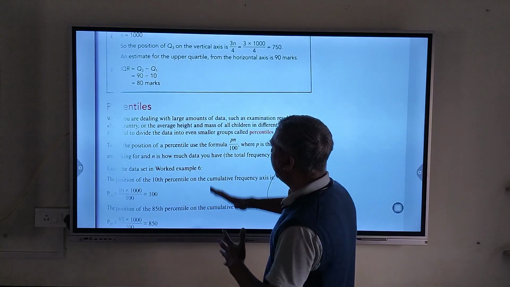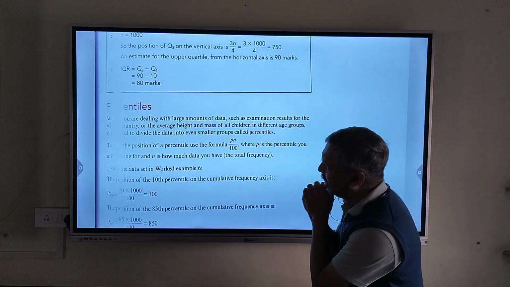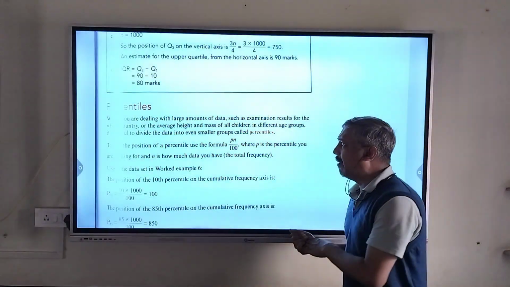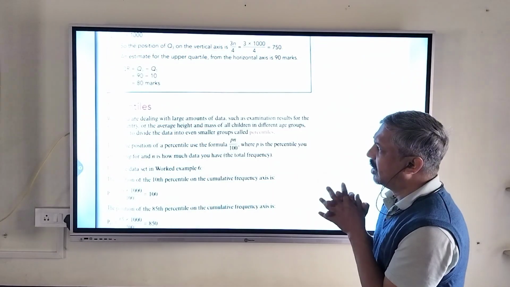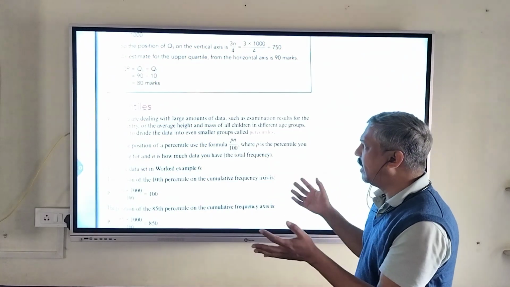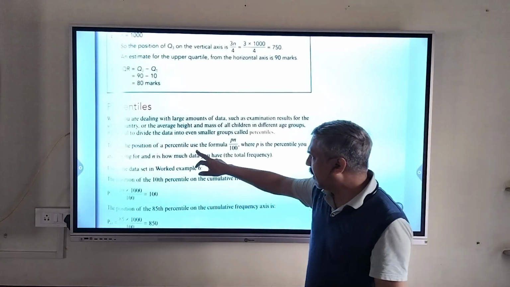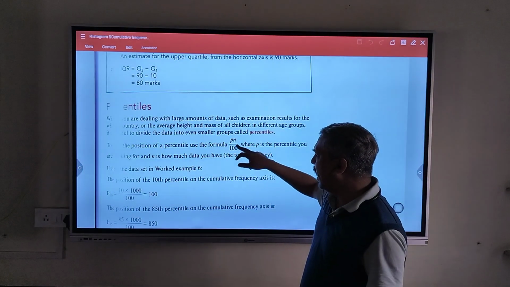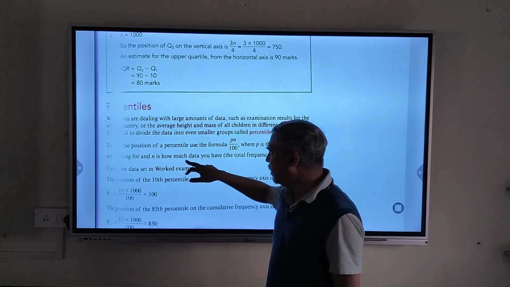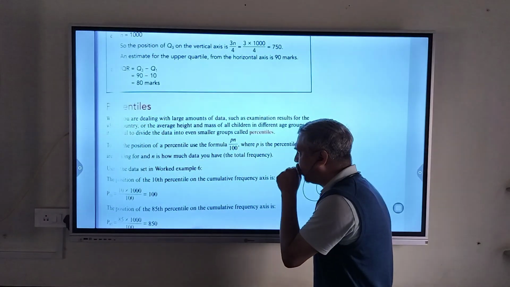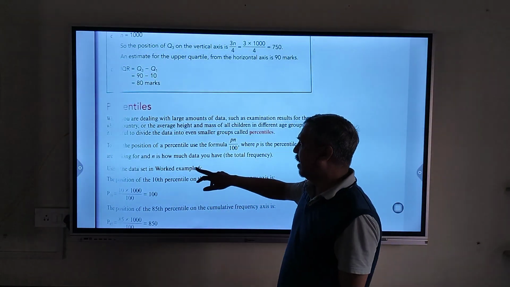Percentile: if you are dealing with a large amount of data, such as examination results for a complete country, or the average height and mass of students in different age groups, then we tend to divide the data into smaller groups called percentiles. The position of a percentile uses the formula Pn upon 100, where P is the percentile that you want and N is how much data you have, divided by 100.